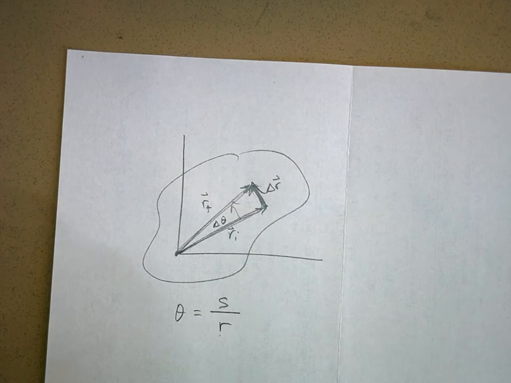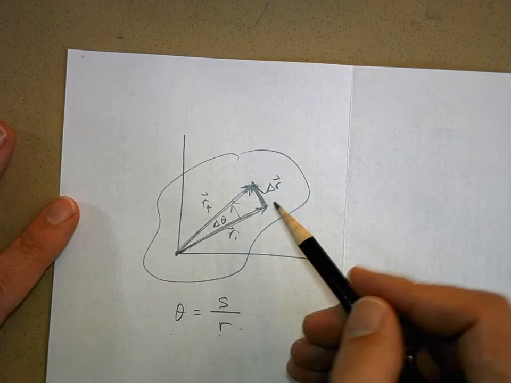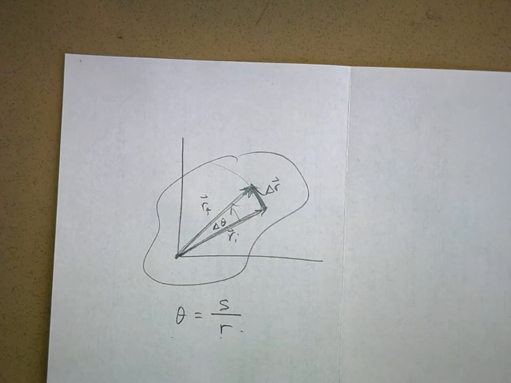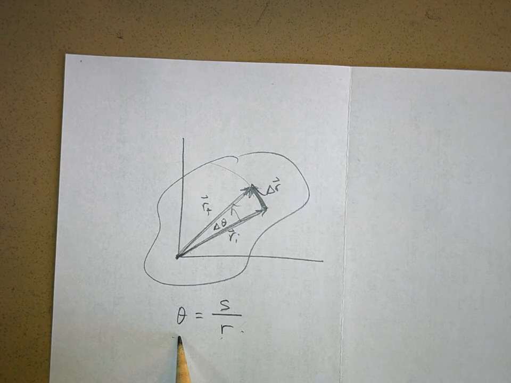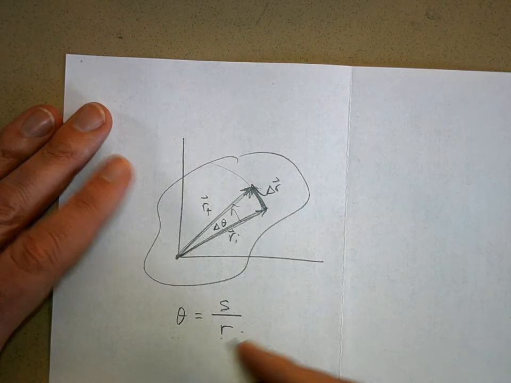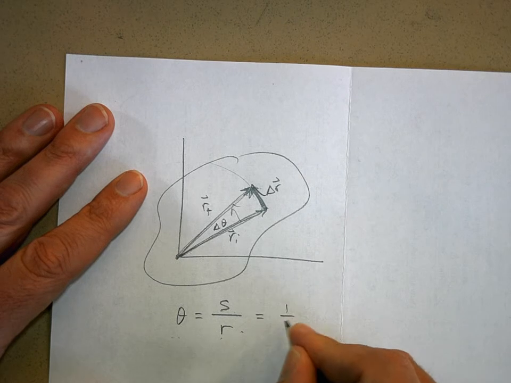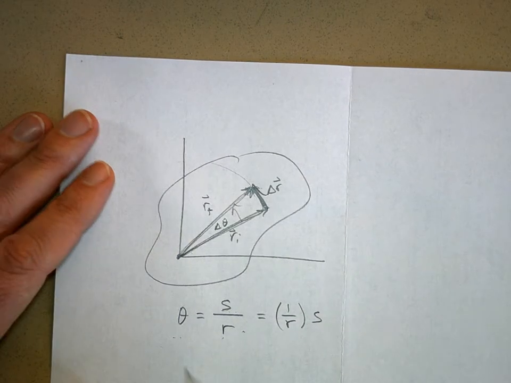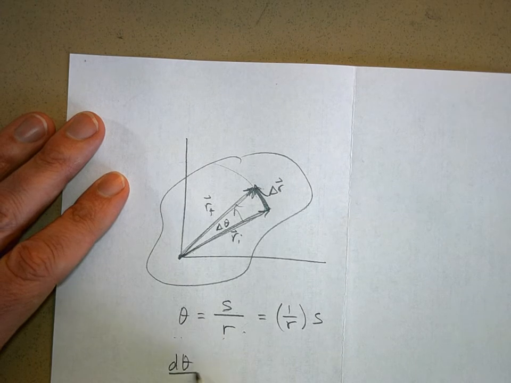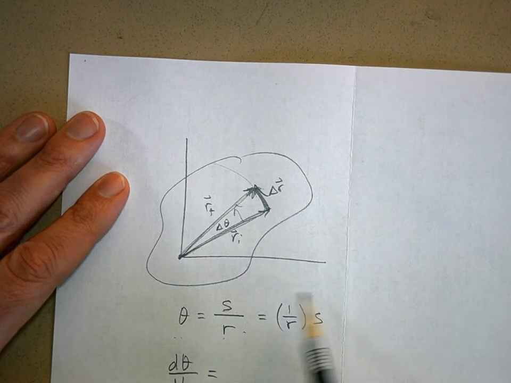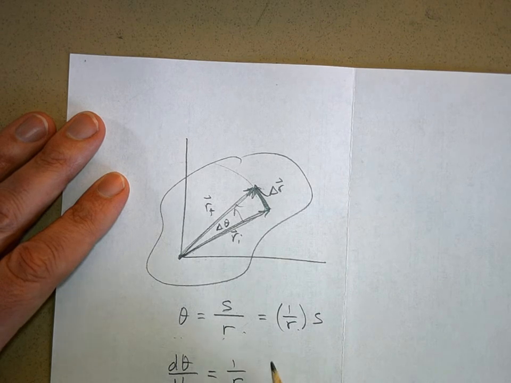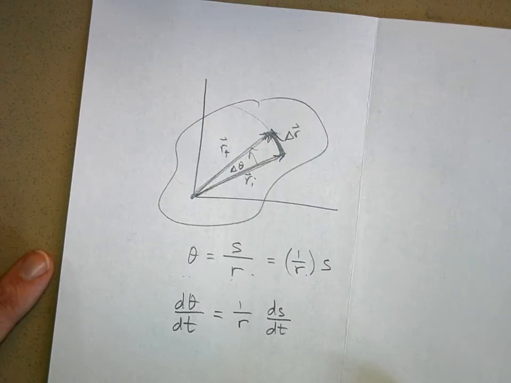Now, one of the things I'm going to do to talk about instantaneous quantities is take the time derivative of this. As this thing moves around in a circle, what stays the same with time? What doesn't change with time? Yeah, the radius, right? The angle changes with time as I rotate around, and the arc length that I've traced through is going to change with time. But R stays the same. So I'm just going to write this as 1 over R, because that's a constant, times S. Now let's take the time derivative of this. d theta dt is equal to 1 over R, since it's a constant, times ds dt.